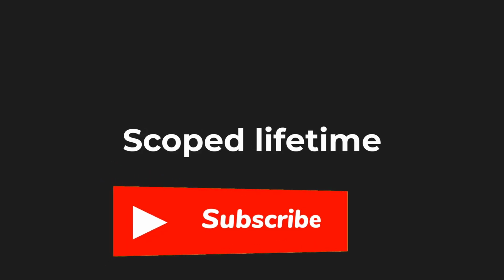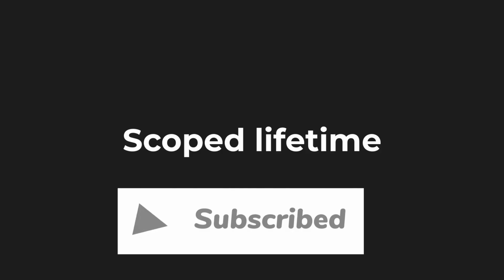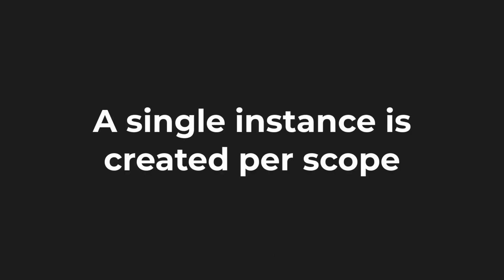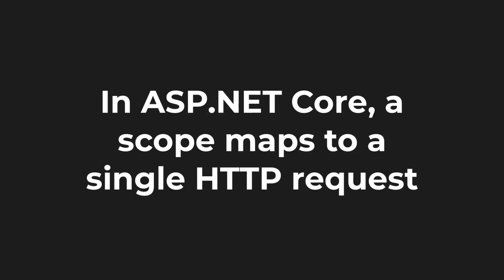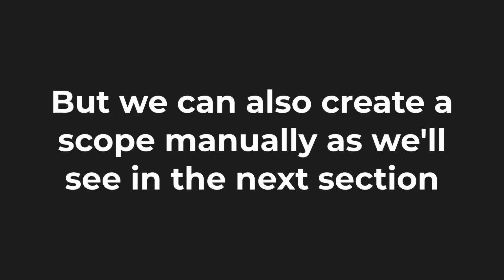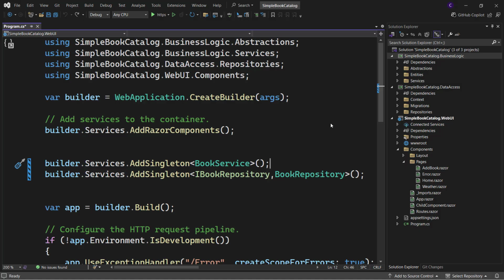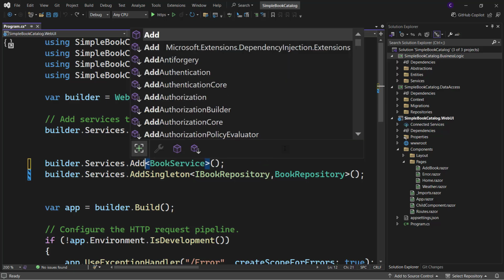In this video, we're going to talk about the scoped lifetime. In scoped lifetime, a single instance is created per scope. In ASP.NET Core, a scope maps to a single HTTP request, but we can also create a scope manually, as we will see in the next section. Back to our program class, let's change the registration to use add scoped.